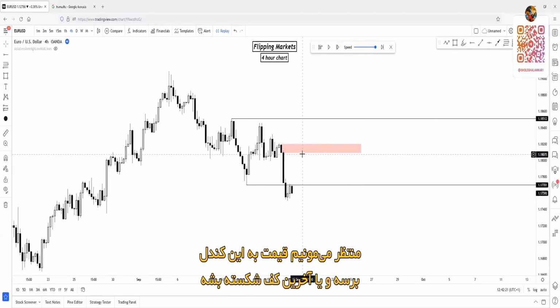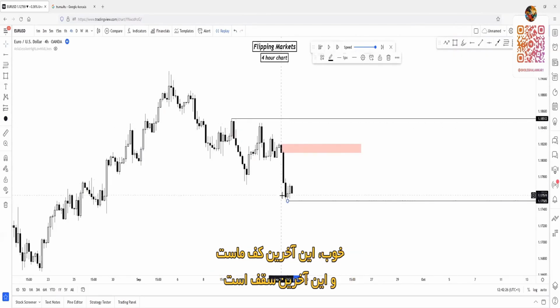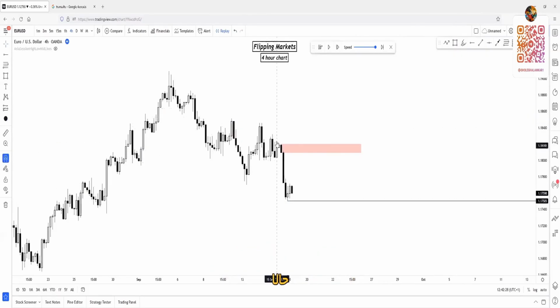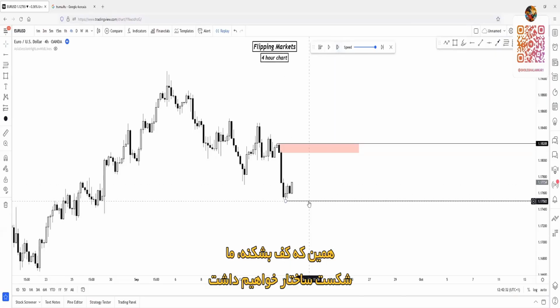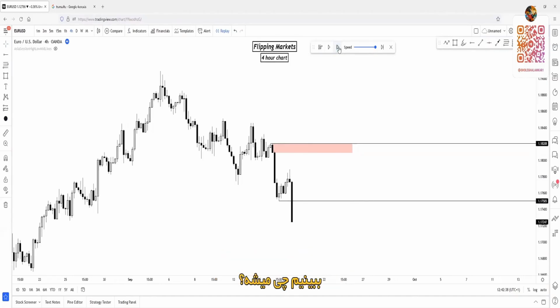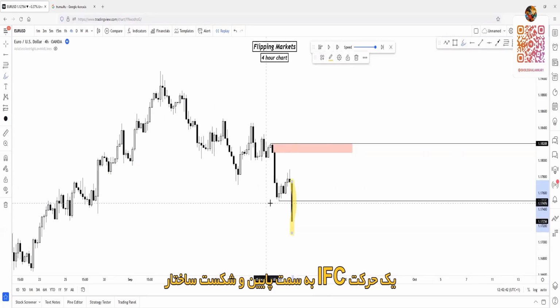We are waiting for this candle to be tapped or the last low to be broken. So this is our last low and this is our last high right now. As soon as this low breaks, we will create a break of structure and we will more likely have another supply zone. Let's see what happens. Okay, as you can see, price created another inefficient movement to the downside and broke structure.